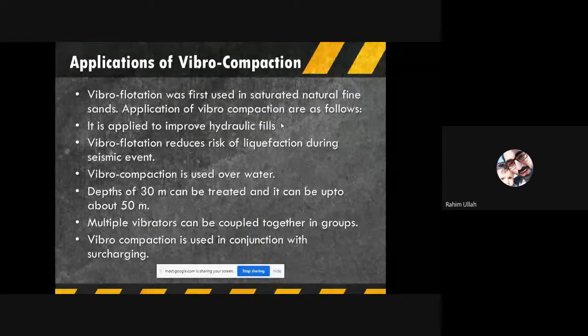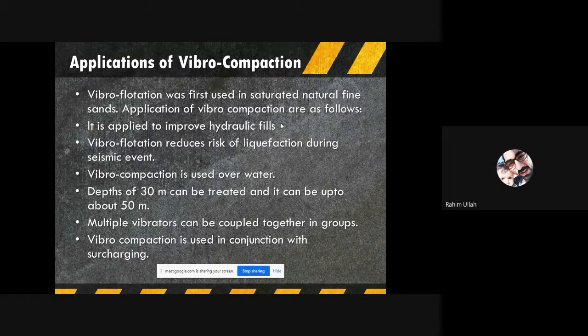These are the applications of Vibro Compaction. Vibro flotation was first used in saturated natural fine sand. Some of these applications: it is applied to improve hydraulic fills. Vibro flotation reduces the risk of liquefaction during seismic events. Vibro compaction is used over water. It is used at a depth of 30 meters it can treat, and it can go up to about 50 meters.